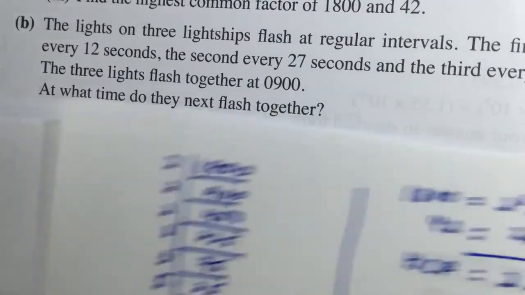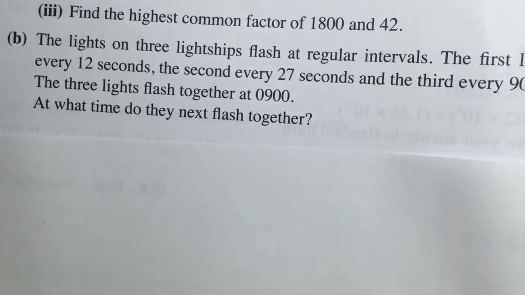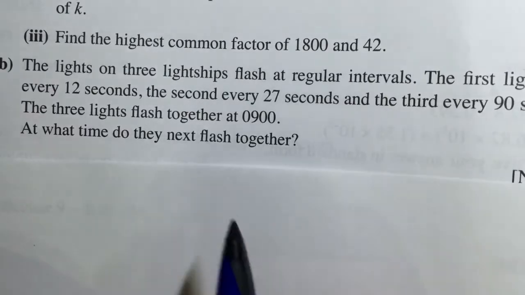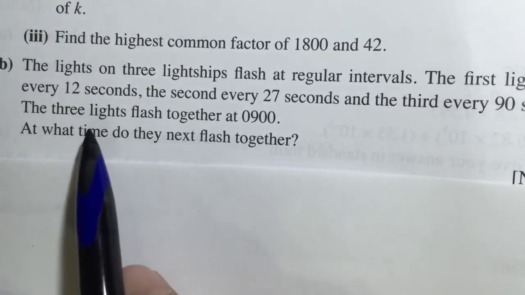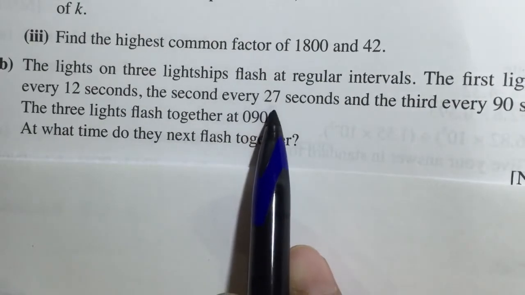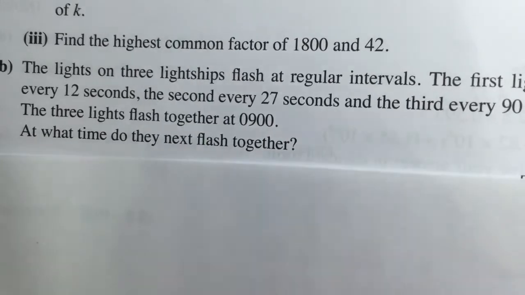Now the next question will be a question on lowest common multiple. How do I know that? Whenever they ask when will they flash together or when will they meet again, this will be a concept of lowest common multiple. The first one flashes every 12 seconds, the second one every 27 seconds, and the third one every 90 seconds. So what we will need to do is to find the LCM.